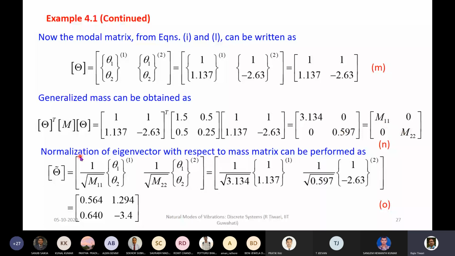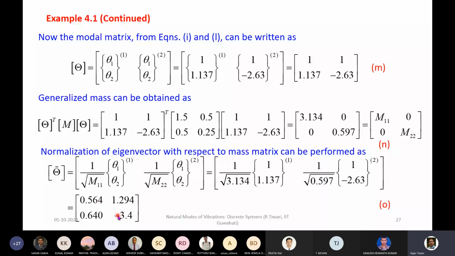If we normalize the eigenvectors with respect to the mass matrix, here this is the original matrix, and then I'm dividing by the square root of M11 here, and this by the square root of M22. If I put in the values, this is the resultant matrix, which is normalized with respect to mass. I have represented this with a cap, just to distinguish. This represents the eigenvector which has been normalized with respect to the mass. So this is the mass normalized eigenvector.